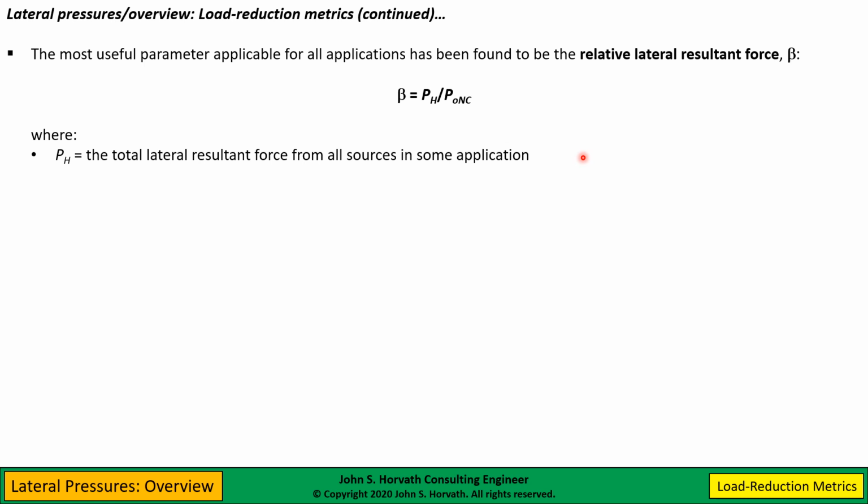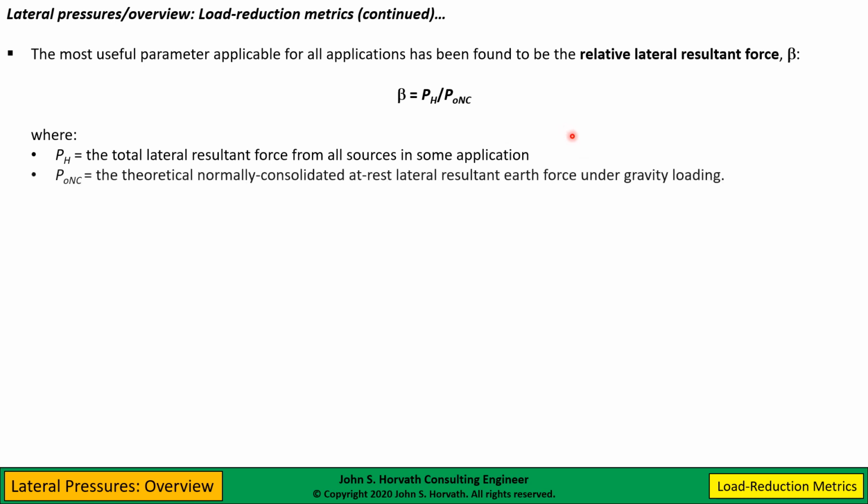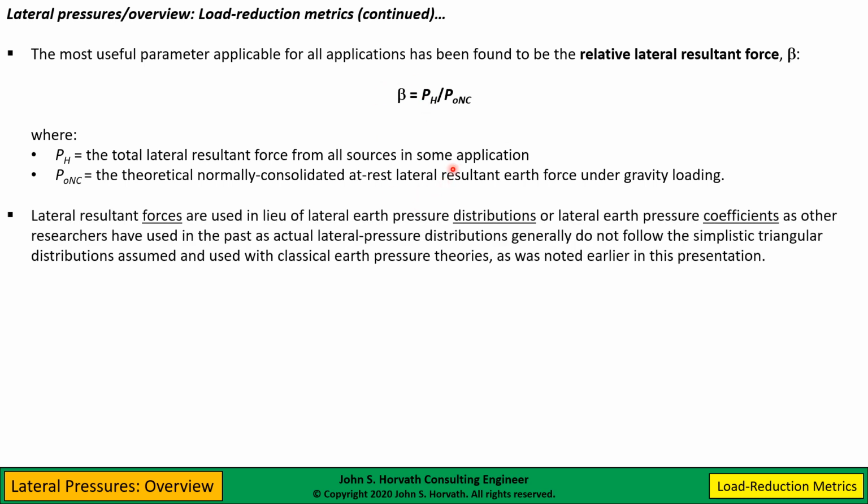Earth load, surcharge, gravity, seismic, whatever the load case. And this is divided by P sub ONC, which is simply the theoretical normally consolidated at-rest lateral pressure under gravity loading. So we're using this simply as a universal metric to both normalize and non-dimensionalize the beta factor. So beta is always going to be a dimensionless parameter.